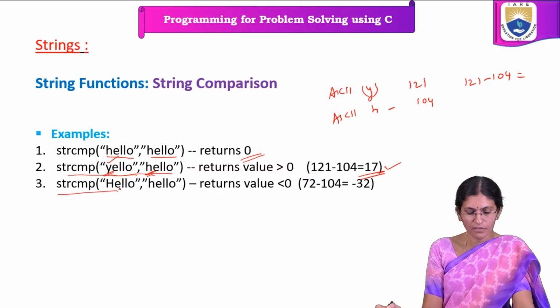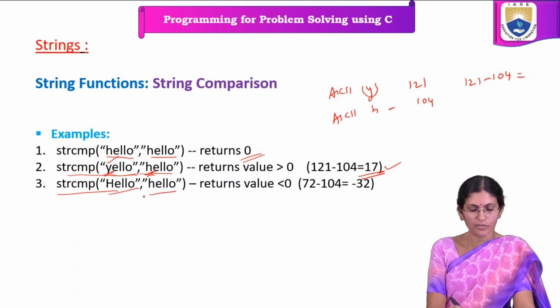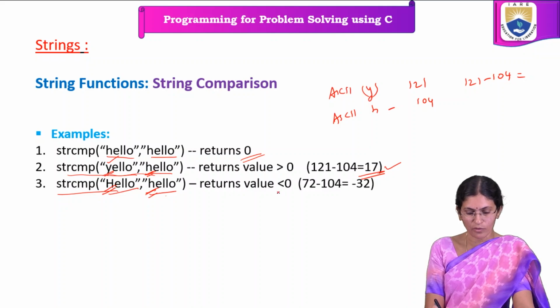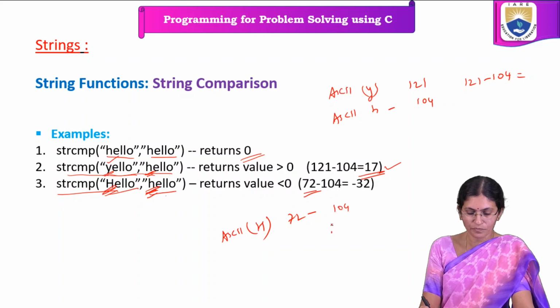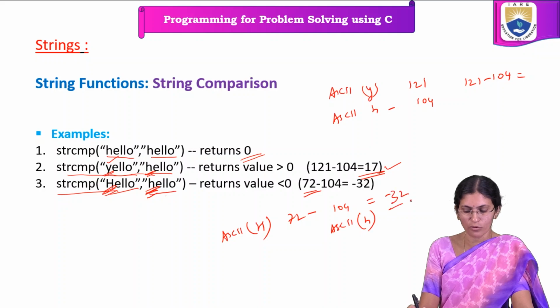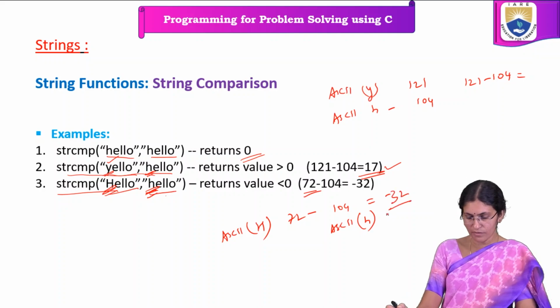Now strcmp Hello and hello, as you can see here, both are the same, but the case is different. Here we have uppercase, here we have lowercase. So here also we'll get a value less than 0. Why? Because the ASCII value of capital H is 72, and the ASCII value of small h, this is the first non-matching character, is 104. The difference is -32. So it will return a value less than 0.